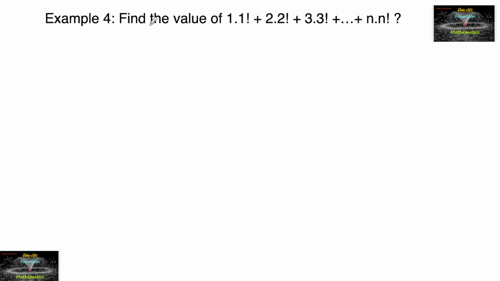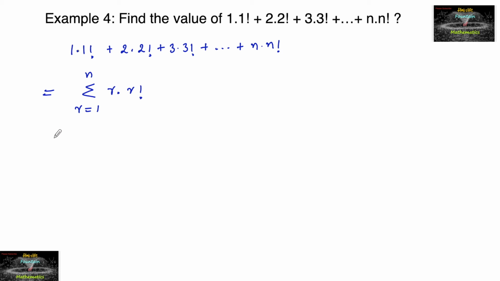Example 4. Find the value of 1 into 1 factorial plus 2 into 2 factorial plus 3 into 3 factorial, and so on up to n into n factorial. So this sum we can also write as summation over r is equal to 1 to n of r into r factorial. So we can write this as summation r is equal to 1 to n, and let us write r as r plus 1 minus 1, into r factorial.